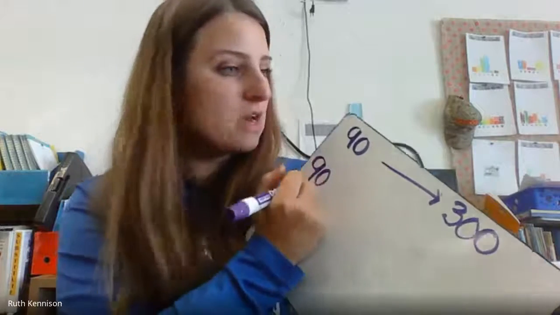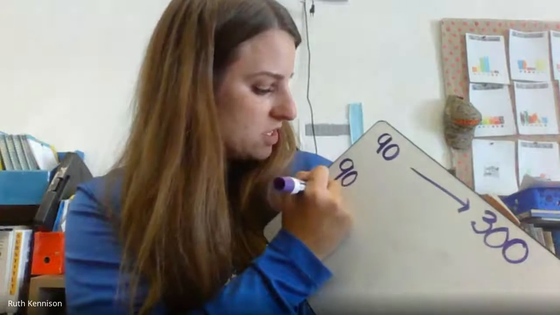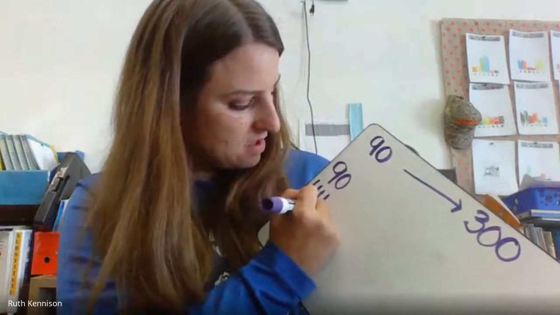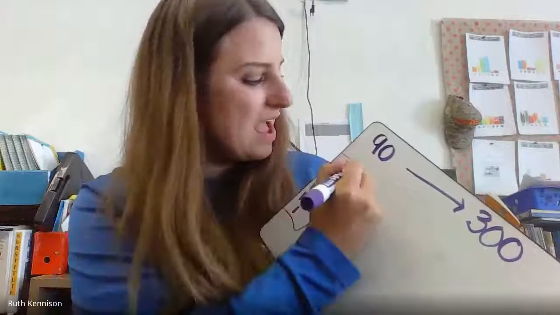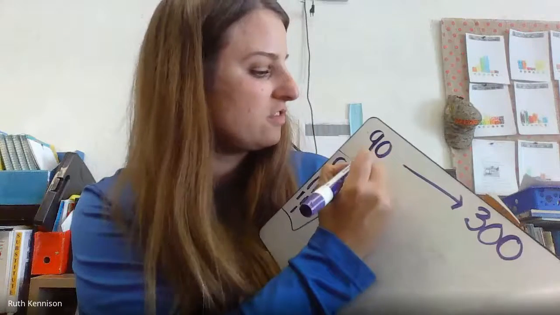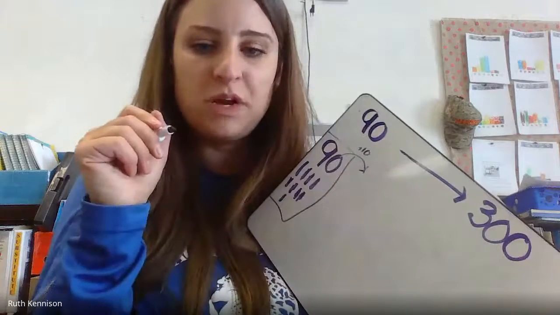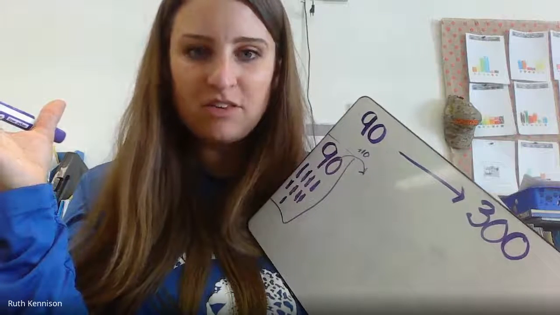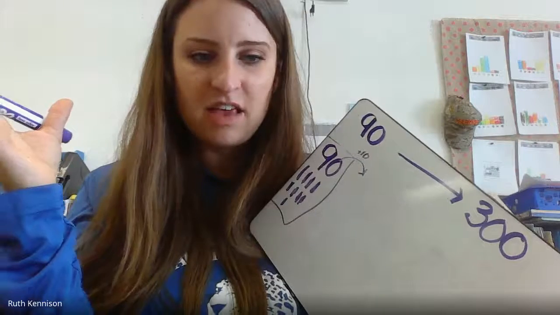We've got our 90 that we're starting with, which is 9 groups of 10, right? 1, 2, 3, 4, 5, 6, 7, 8, 9. That's our number that we're starting with. And we're going to go by tens first. Wait, 90 plus 10 would bring us to what? What would that bring us to? 90 plus 10. We're counting by tens. Tahiti?